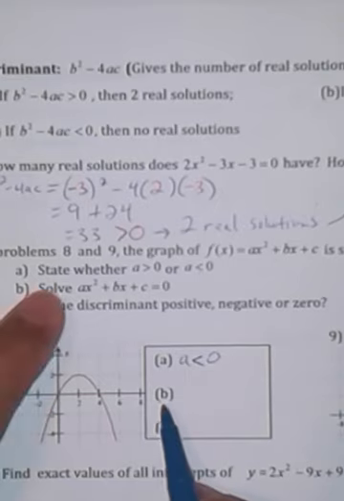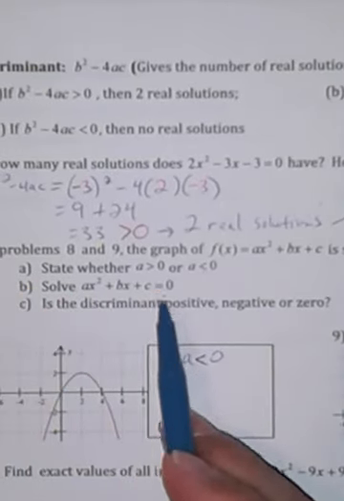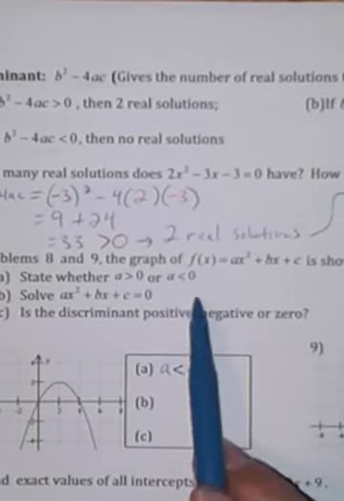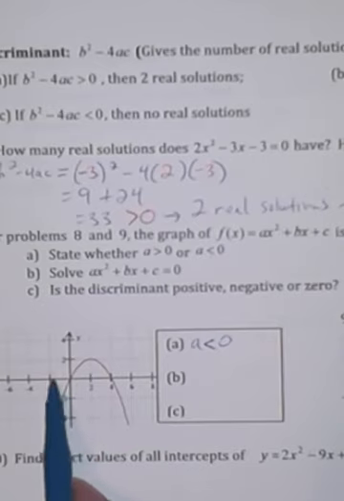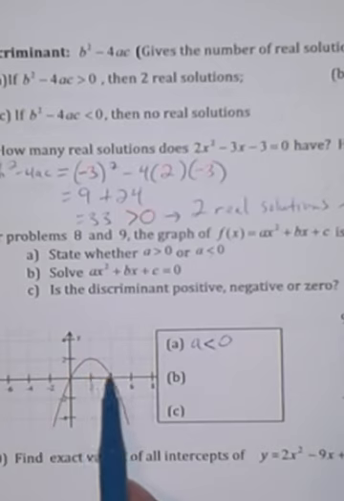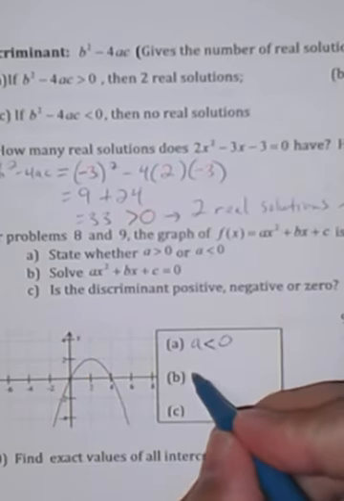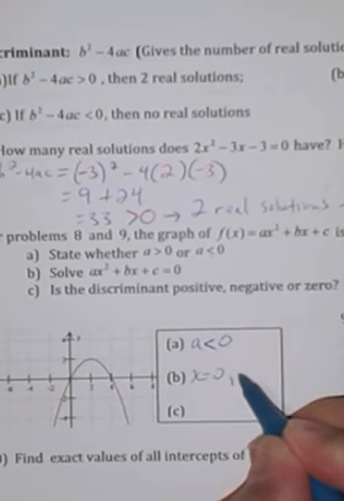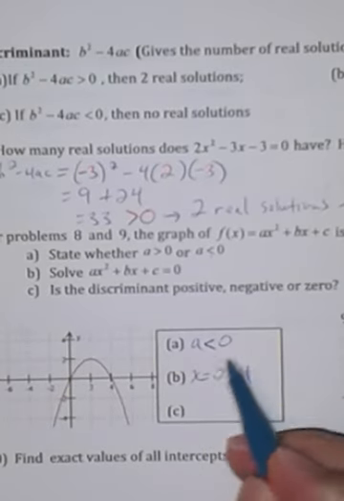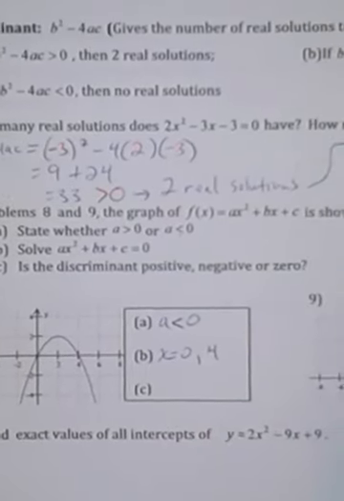Letter B says solve ax squared plus bx plus c equals 0, which is f of x equals 0. So f of x equals 0 means here's y equals 0 right here. So where does it cross this line? Well, at x equals 0 and at x equals 4. So we would say x equals 0 or 4. Do not put parentheses. That's a point or an interval.